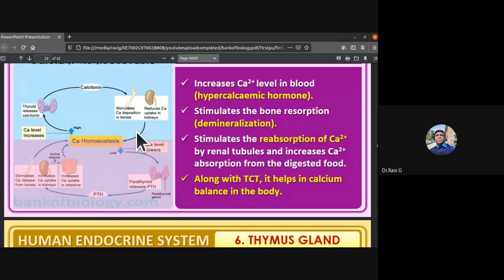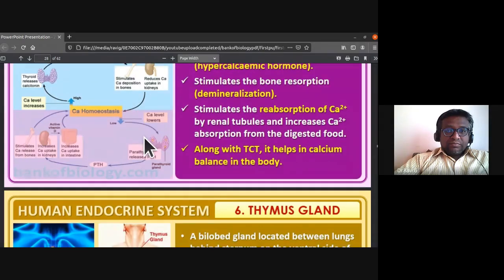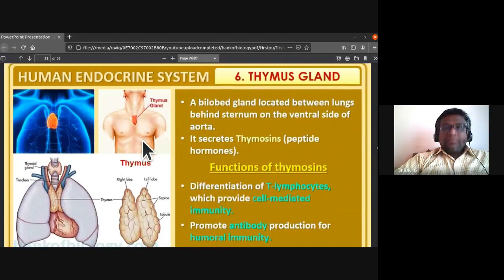The major role of calcitonin is that it stimulates calcium deposition in bones and reduces calcium uptake in kidneys. That is whenever there is a high amount of calcium. So the major things that are happening: it is going to reduce the calcium ion level, whereas the parathyroid hormone is going to increase the calcium ion level. That is about PTH, the parathyroid hormone.